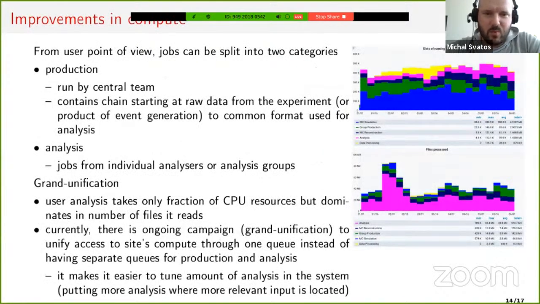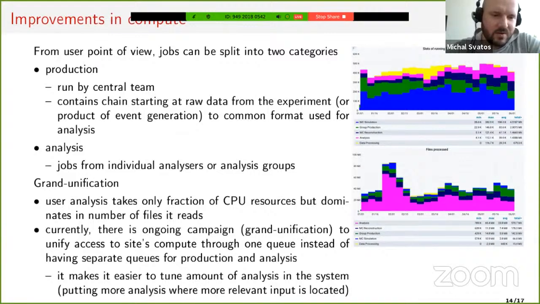So, improvements in compute. First I need to say a bit about how we can split the jobs in ATLAS. There's production, which is basically running from raw or event generation to AODs. This is done centrally and under the control of very few people. And then there's analysis, which usually uses the AODs. On the plots on the right, you see that as far as CPU usage, this is a small amount of resources used. But in terms of files used, it is dominating because the analyses are I/O heavy.